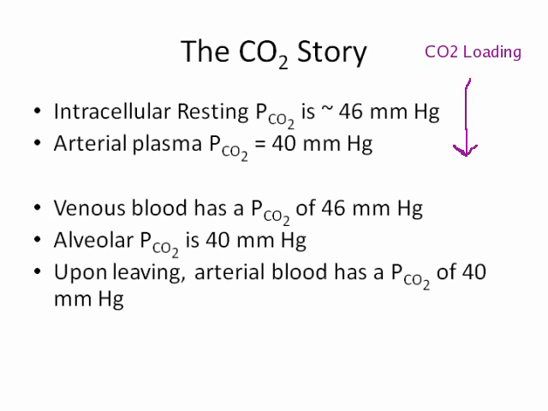On the other end of that spectrum, the venous blood is about 46 millimeters of mercury. We can see that the alveolar space is about 40 millimeters of mercury. And so again, we're going to go from the venous blood into the alveolar sac, and that is going to leave us with what we call CO2 unloading right there.